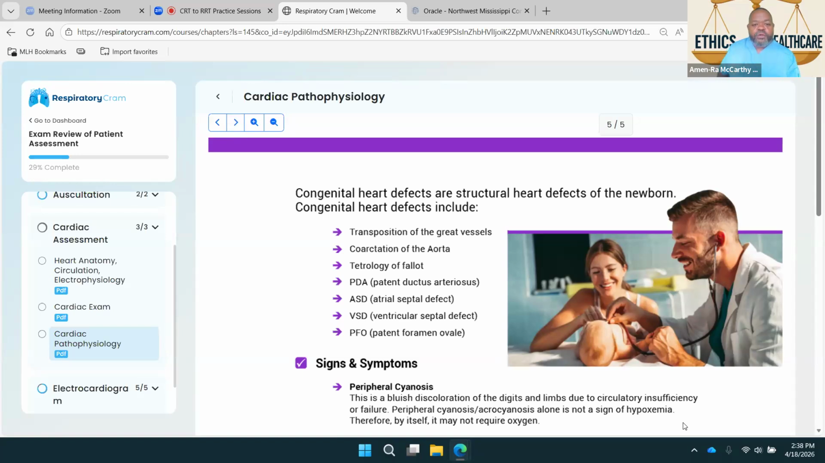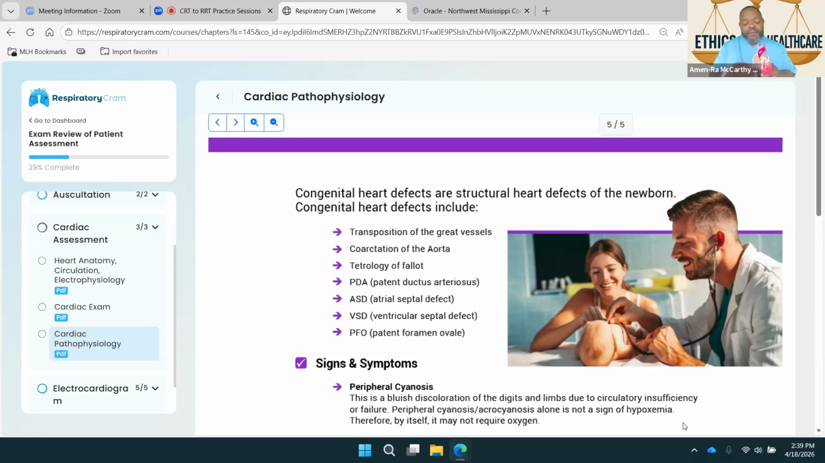All right. What about the newborns? Congenital defects are structural defects of the newborn. Now, congenital heart defects include transposition of the great vessels, and that is a phenomenon that's amazing to me. All that means is the pulmonary artery is where the aorta should be, and the aorta is where the pulmonary artery should be.